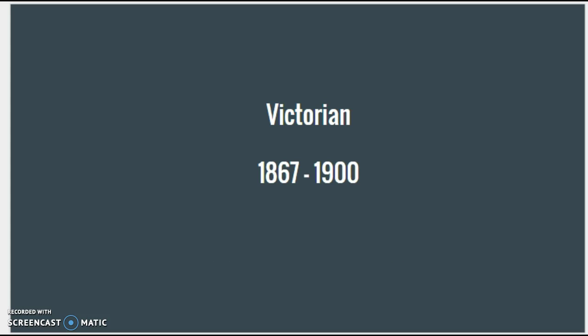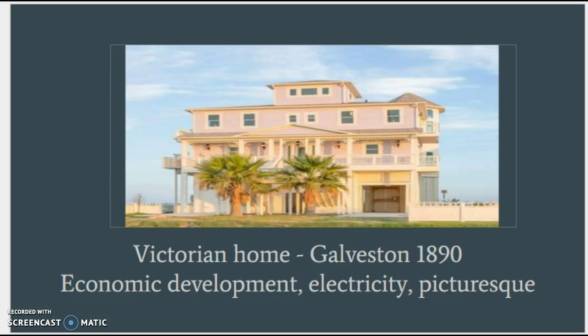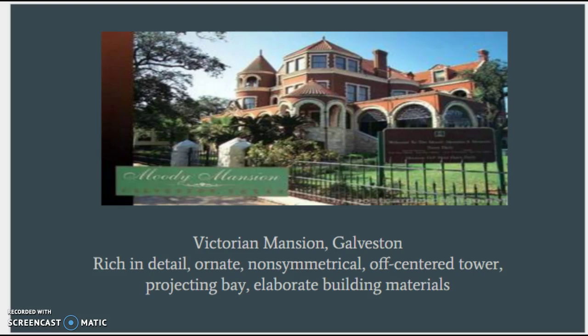The Victorian style reflects the rapid expansion in new fortunes and revolutionary changes that were going on during this period. Homes became much more picturesque. Notice the lines in this building. Why does this house appear to seem so far off the ground? This is a Victorian mansion in Galveston. Notice the elaborate building materials, the non-symmetry.